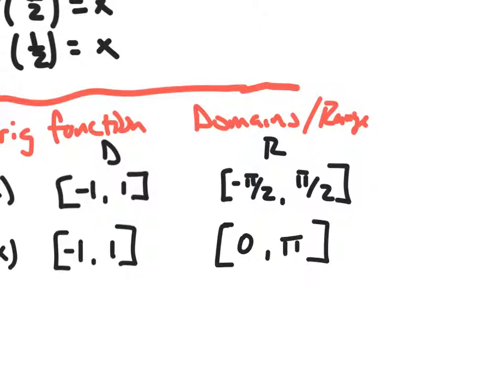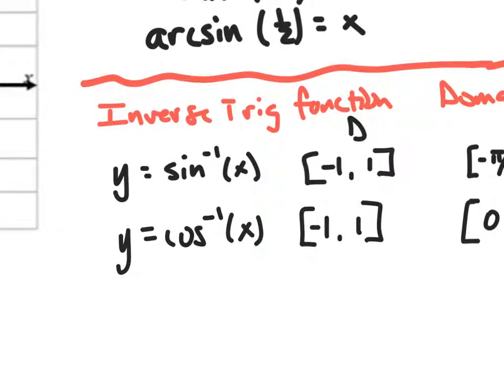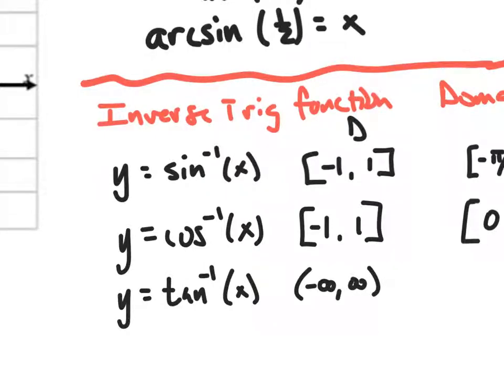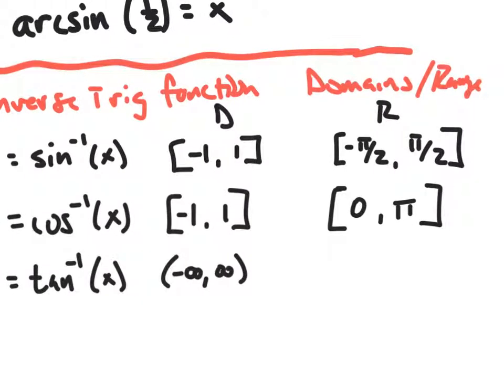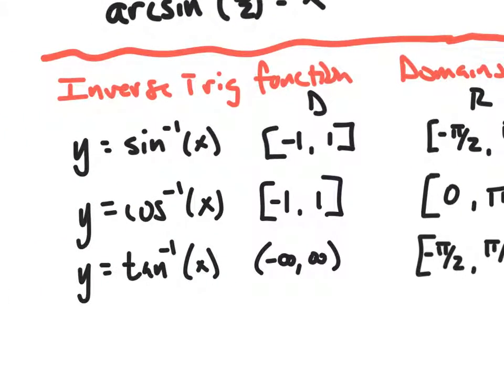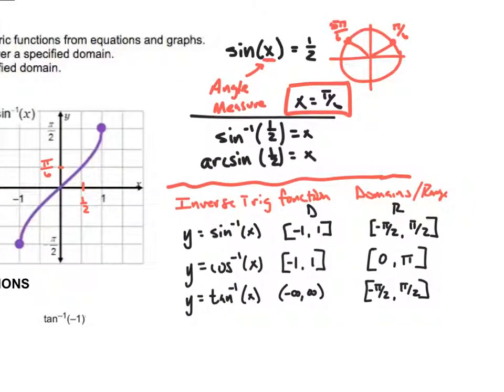So that's a little bit different, okay? Tangent inverse of x is going to be all real numbers. So let's go from -infinity to infinity. And then our range goes from -pi over 2 to pi over 2. Okay. And let's just use those for now to kind of help us out.